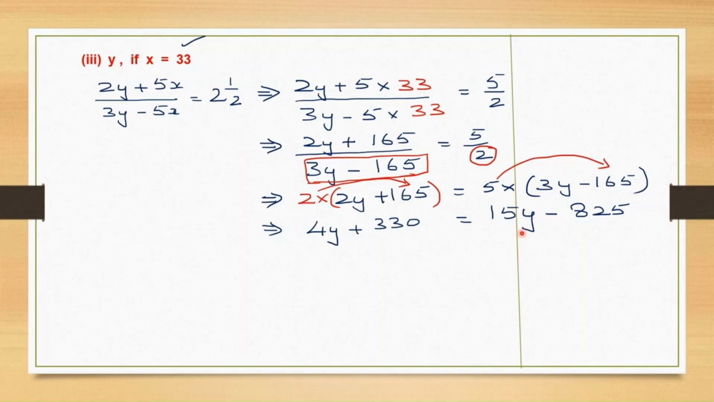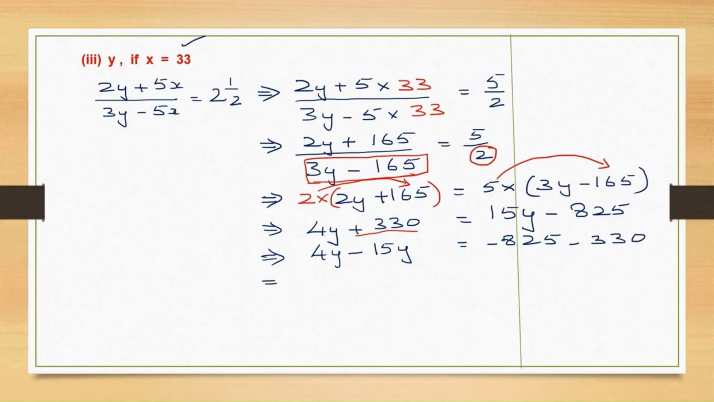We're going to put it together. Similarly, numbers also we have on both sides. We're going to put it together. On the left side, we're going to have the y's, and on the right side, let's have the numbers. So let's begin. So here I have 4y as it is. Now I'm going to transpose 15y from the right side to the left. So it's going to become minus 15y. On the right hand side, I have minus 825. I'm going to transpose plus 330. It's going to become minus 330.